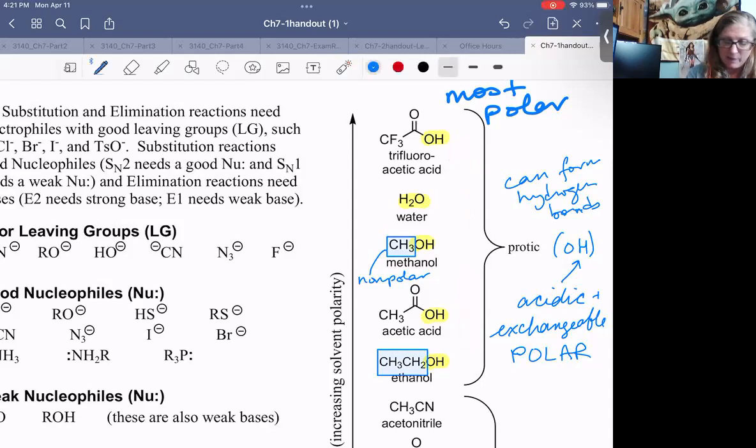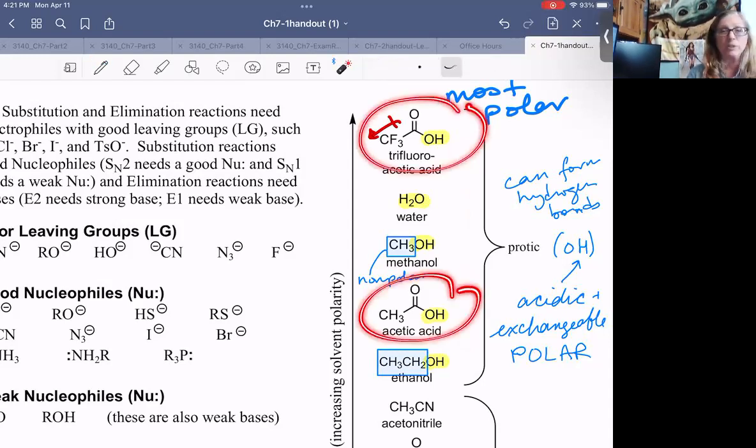The CF3 group is very, very electronegative, pulling electron density towards those fluorines, so that makes this even more polar than an ordinary carboxylic acid like this. So trifluoroacetic acid, hopefully, would make sense to you that it's more polar than acetic acid.